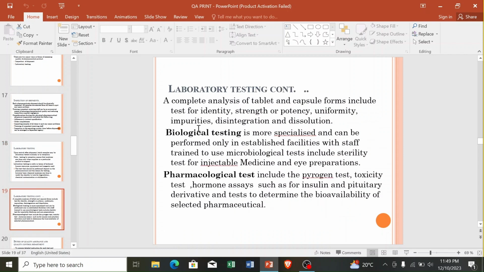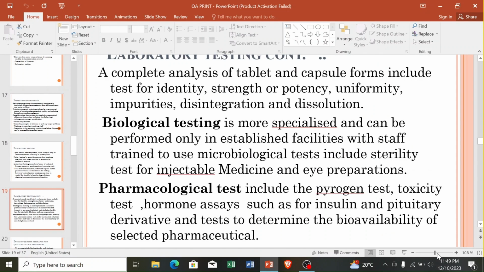We are continuing with the laboratory testing, where we say that a complete analysis of tablet and capsule forms includes tests for identity, strength, potency, uniformity, impurities, disintegration, and what we call dissolution. Let me try to zoom this. Okay, so we have biological testing as one of the tests that we carry out.